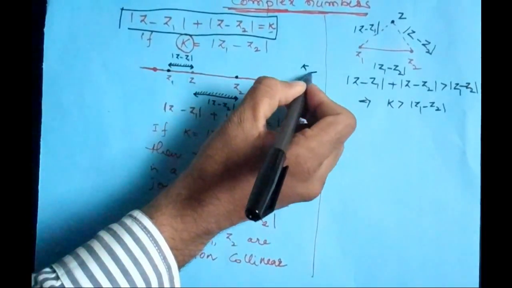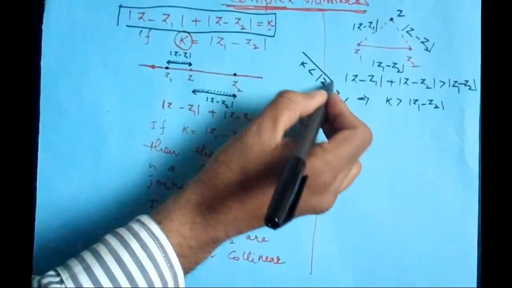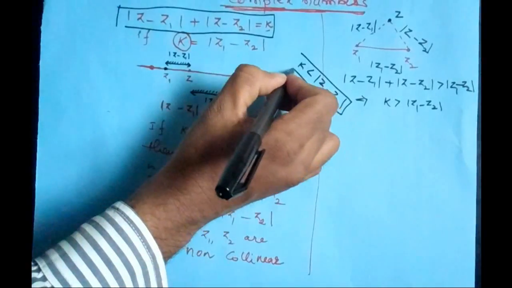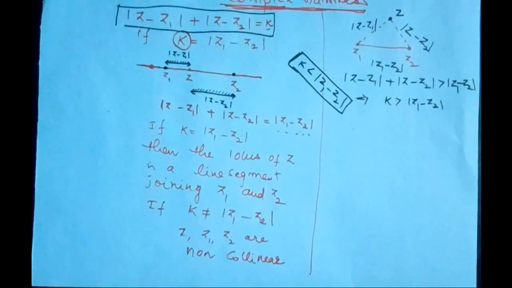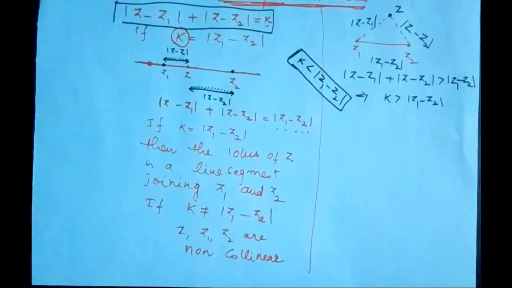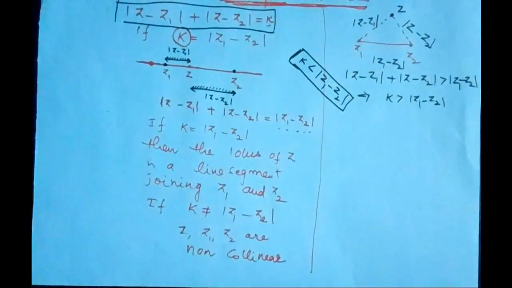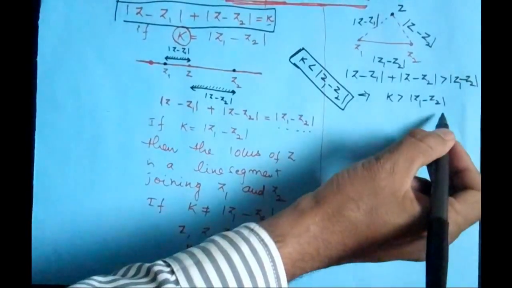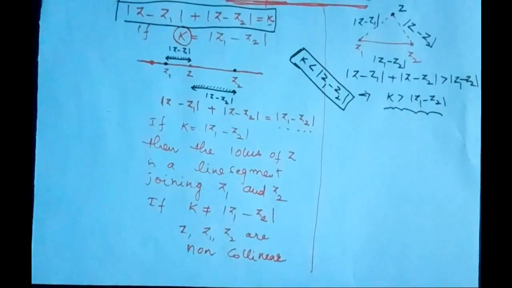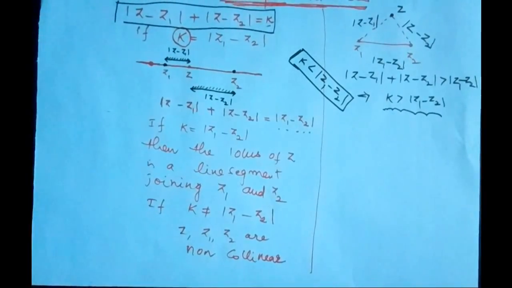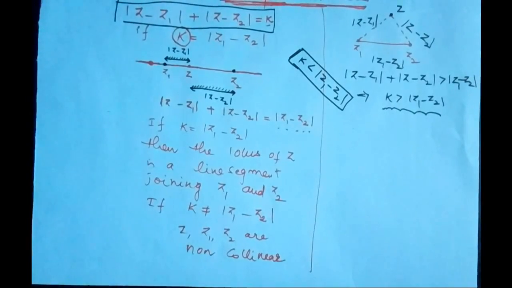If k is less than modulus of z1 minus z2, then there is no such z that exists. So the empty set will be the locus of z. There will be no such point whenever k is less than modulus of z1 minus z2. Now, if k is greater than modulus of z1 minus z2, what is the locus of z? We have to know.